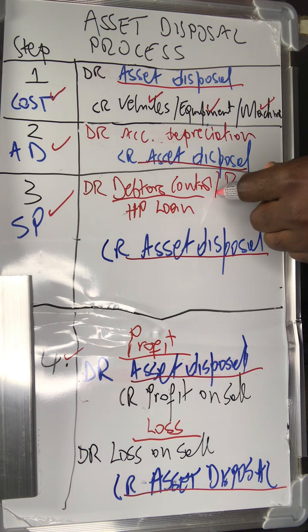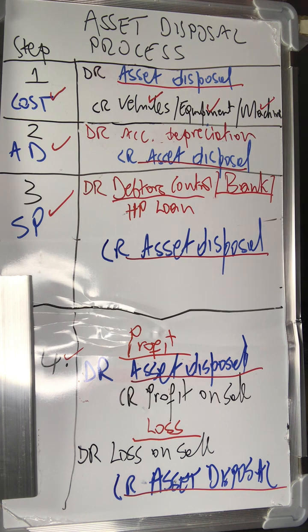So you are going to debit debtors control if you are selling it on credit. If you are selling it for cash, you are going to debit bank. If you are trading it in, and of course, for you to buy the new asset, you took a hire purchase loan, then you are going to debit the hire purchase loan account. And of course, you are going to credit asset disposal, because asset disposal is our contra account all the time when we are selling an asset.